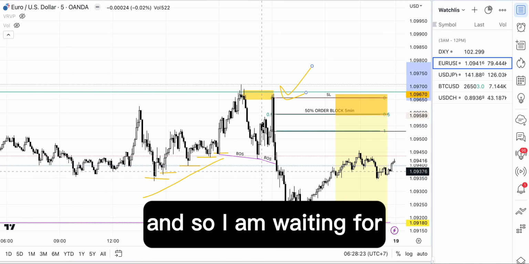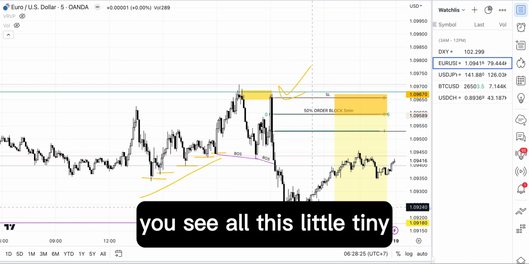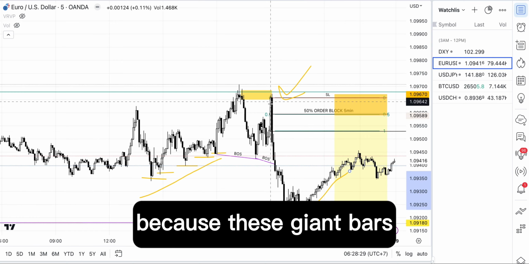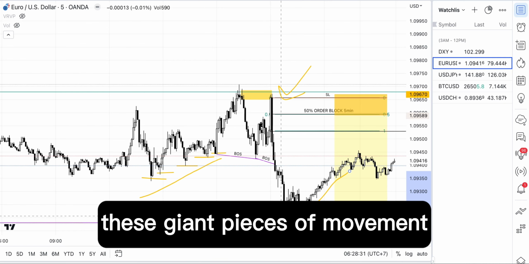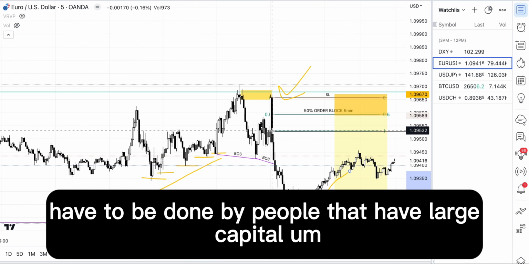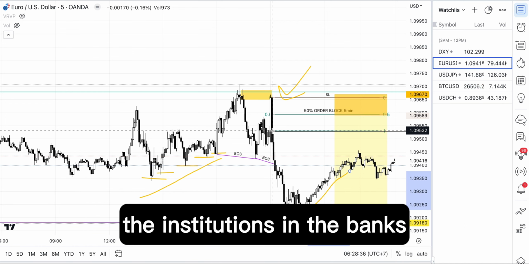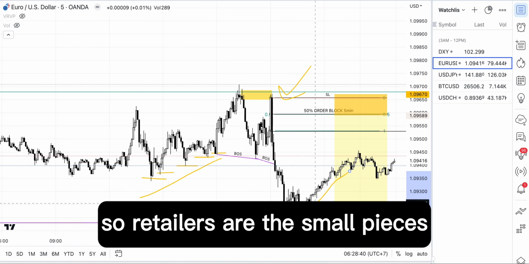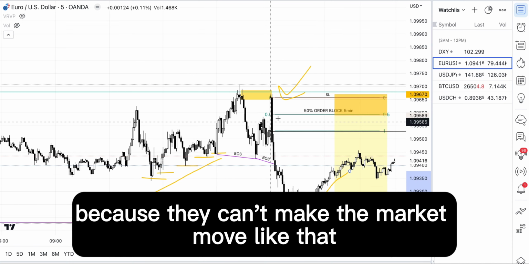And so I am waiting for, you see all this tiny little white price action, that represents retail, because these giant bars, these giant pieces of movement have to be done by people that have large capital, the institutions and the banks for Euro and US dollar. So retailers are the small pieces because they can't make the market move like that.